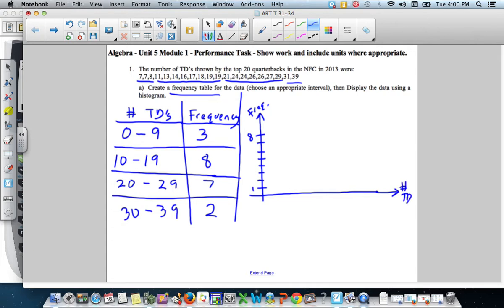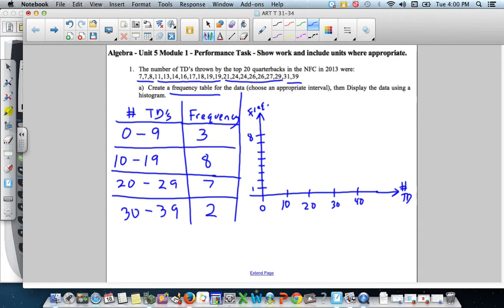And here we're going to do our interval. So it's going to start at 0 and go up through 9. So I'm going to make the boundary 10. And I'm going to go up by 10s. 10, 20, 30, up to 40.